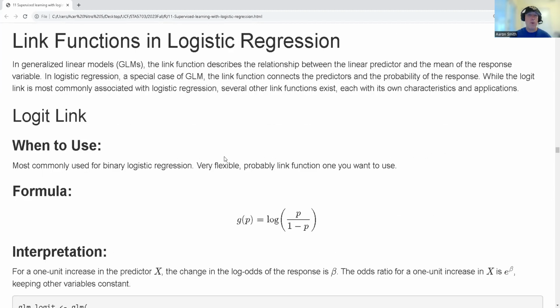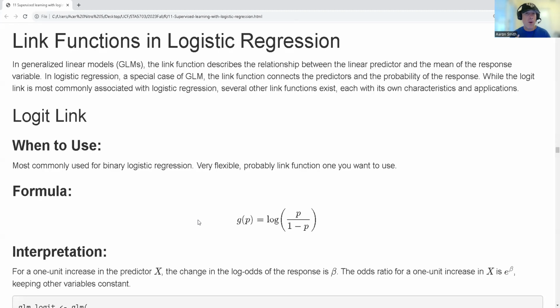All right, so there are a whole bunch of different link functions, and we're going to talk about the more common ones. These are the ones that are in base R. There are other ones, but you're going to have to pull in other packages within R to get to them. I'm not going to talk about them. So the logit link is that log odds. And this is by far the most common one. This is probably the one that you want to use.